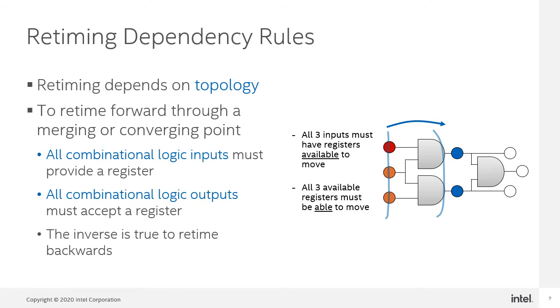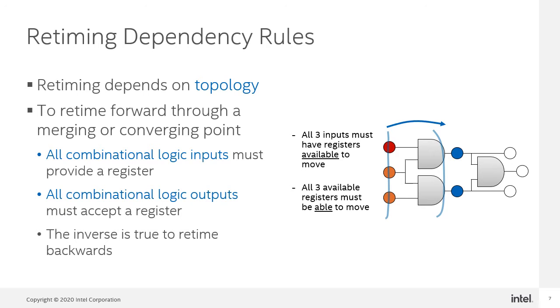The rules that control hyper-retiming are dependent on your design topology. In order to retime a register forwards through a structure and maintain correct functionality, first, all inputs to that structure must be able to provide a register to move through the target register. So using the example on this slide, if the Hyper-Retimer wants to retime the red register forwards, then the other two inputs to this structure, the yellow registers, must move to be able to be retimed along with it.